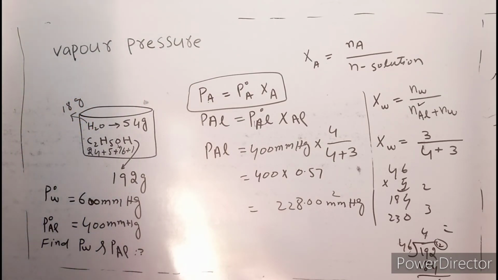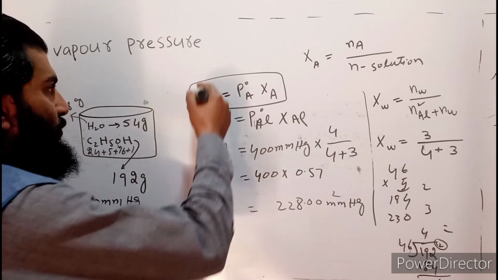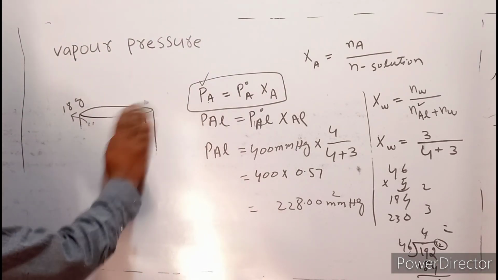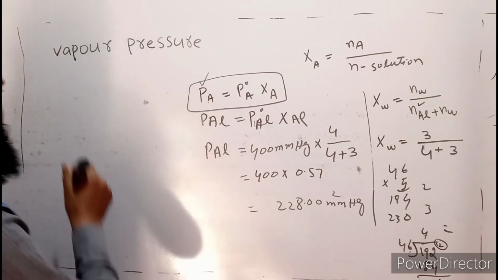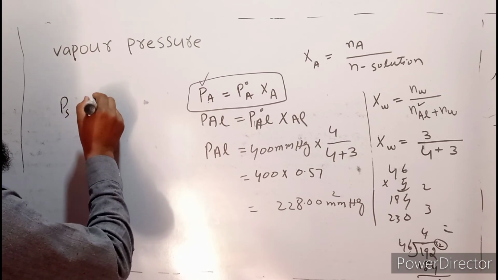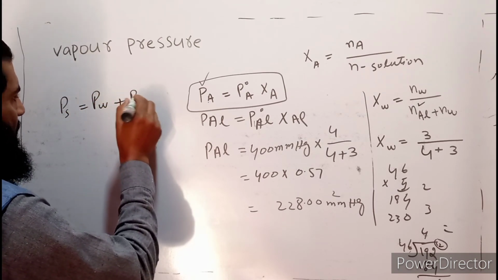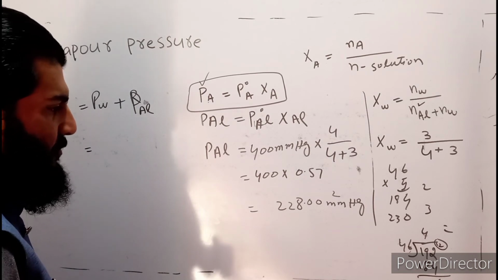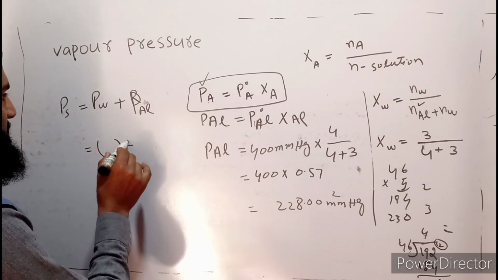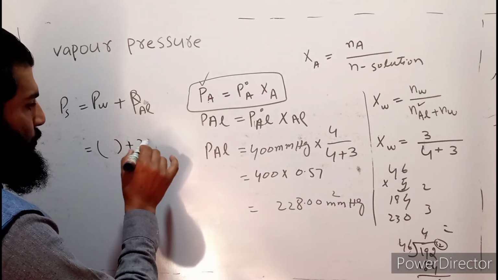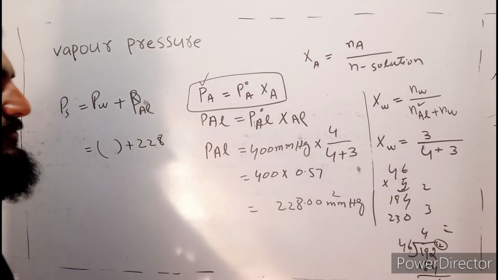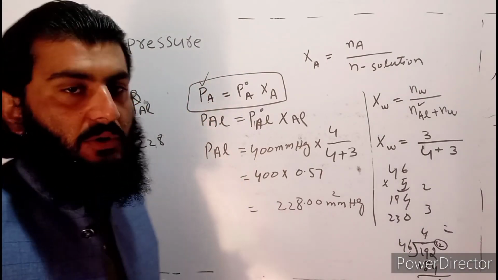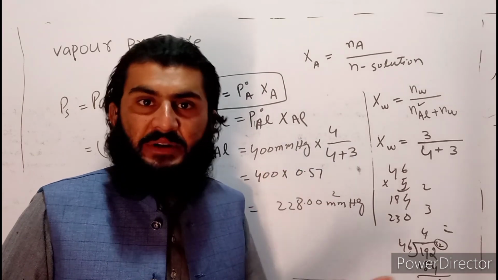Clear? So the next question is: what is the total vapor pressure of the solution? To find it, the total vapor pressure of the solution is equal to the vapor pressure of water plus the vapor pressure of alcohol. So put the vapor pressure of water here plus the vapor pressure of alcohol, this is 228. Clear? By this way you can find the total pressure of the solution.